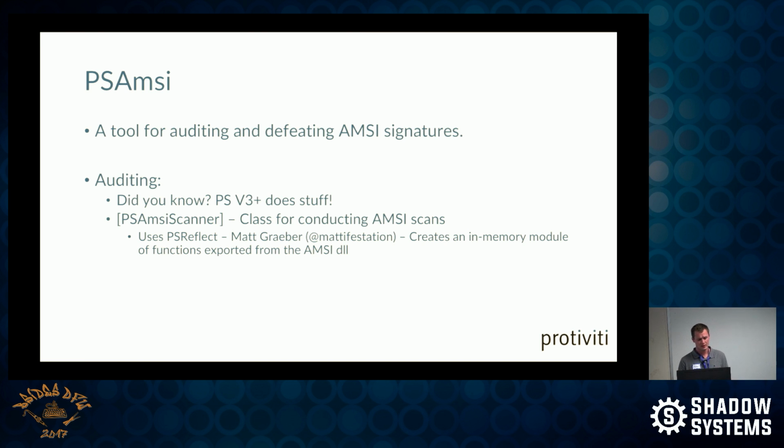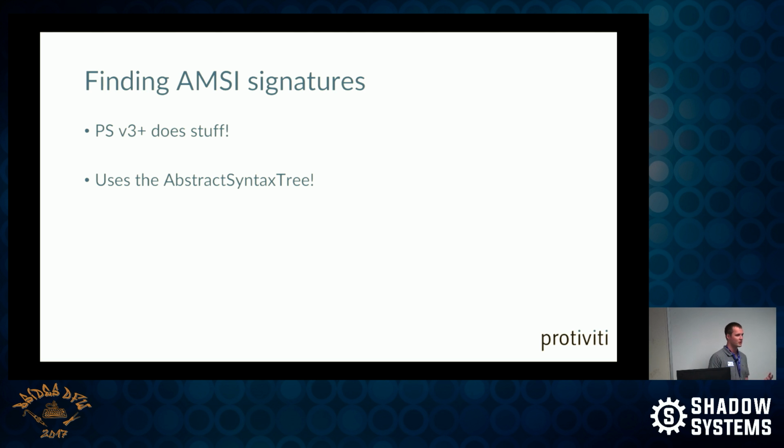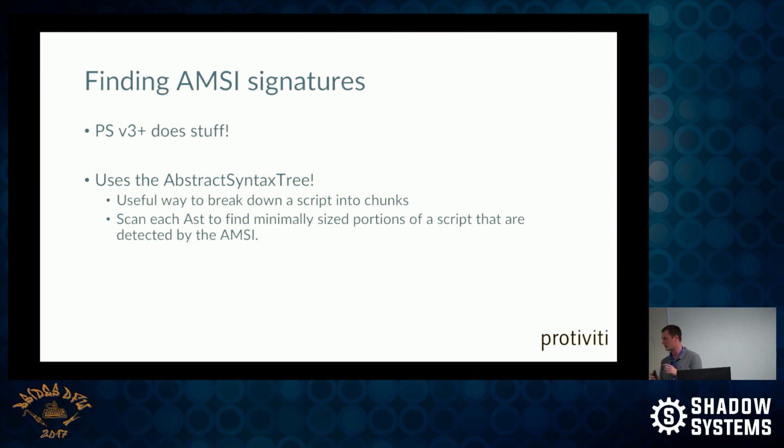In addition to just scanning, we can actually find hidden signatures inside of scripts that are causing the script to be detected as malicious. And in my opinion, this is where PSAmsi starts to become really useful. So how do we do this? Well, again, PowerShell version 3 and up does stuff. It gives us the abstract syntax tree. An abstract syntax tree is basically a way, a lot of different languages use this, to parse and represent source code. But for us, it's just a really useful way to break down a script into logical chunks. And we can scan each of those chunks and find the minimally sized portions of a script that are being detected by the AMSI.